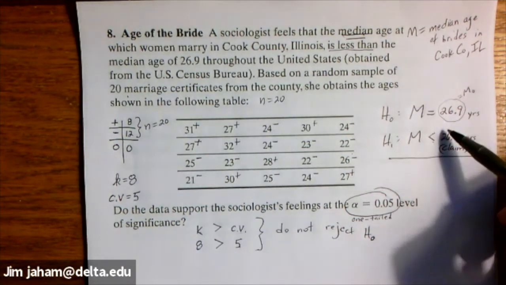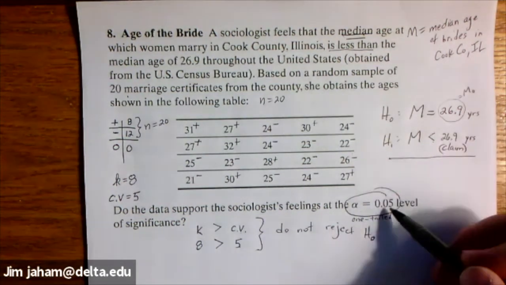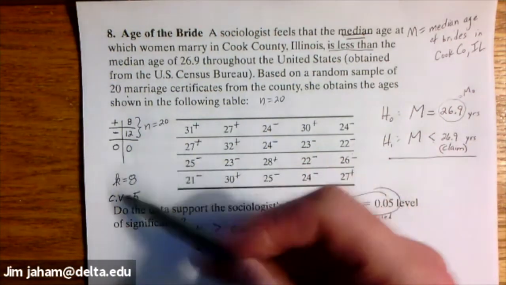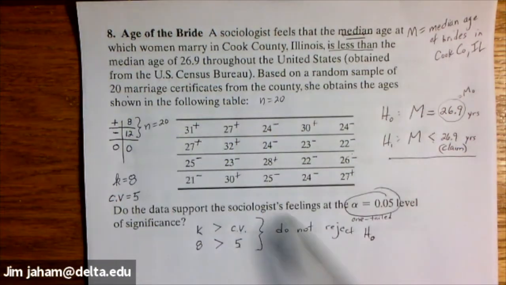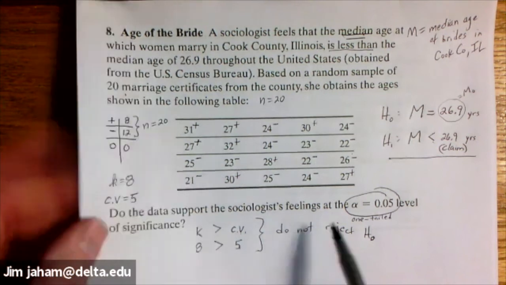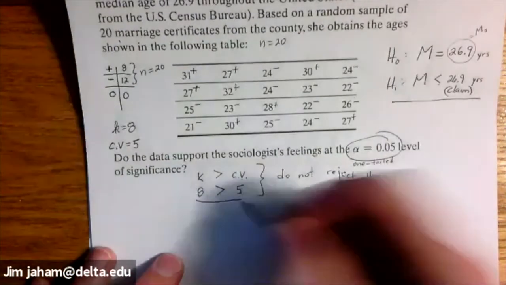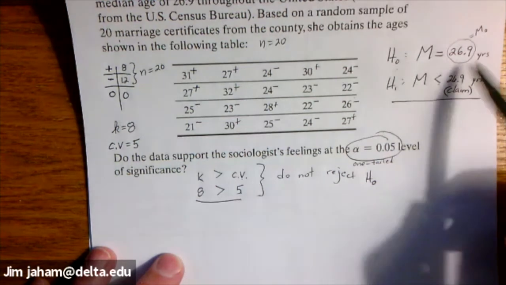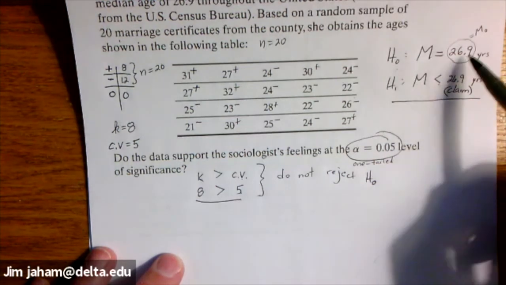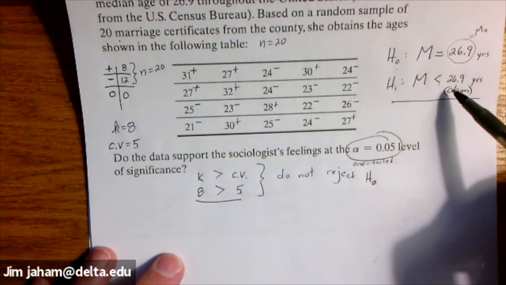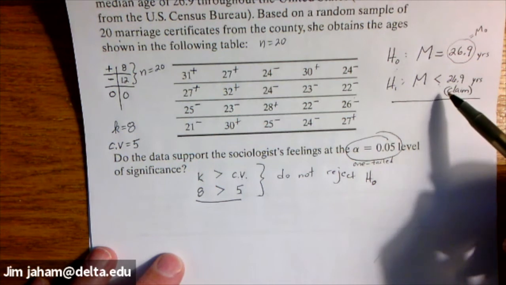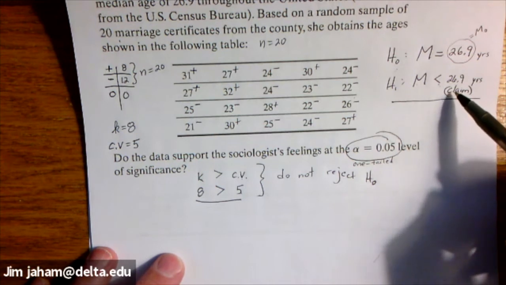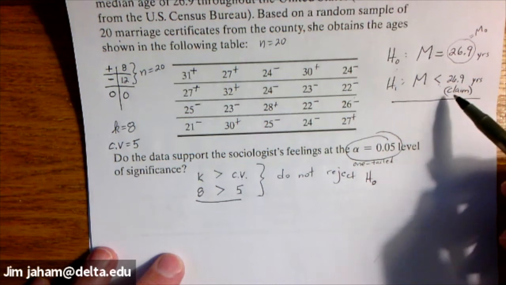Step 1, hypotheses. Step 2, level of significance. Step 3, gather the evidence, report the test statistic, make the decision, and then interpret the decision, write the conclusion. Okay, so we are not going to reject the null hypothesis. So we don't have evidence to support the claim that married women in Cook County have a lower median age at marriage than the national average.